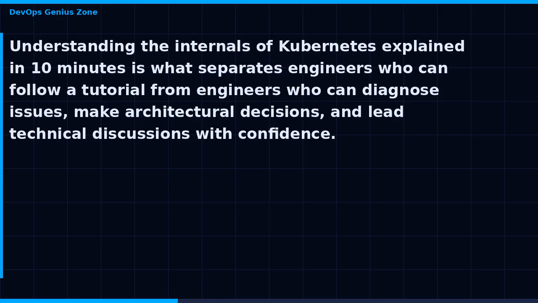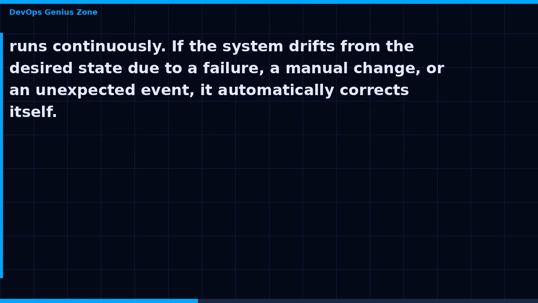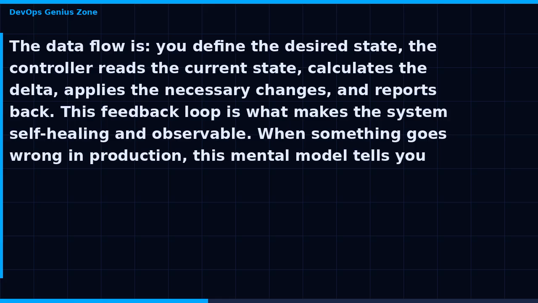If the system drifts from the desired state due to a failure, a manual change, or an unexpected event, it automatically corrects itself. The data flow is: you define the desired state, the controller reads the current state, calculates the delta, applies the necessary changes, and reports back. This feedback loop is what makes the system self-healing and observable. When something goes wrong in production, this mental model tells you exactly where to look to diagnose the issue quickly.